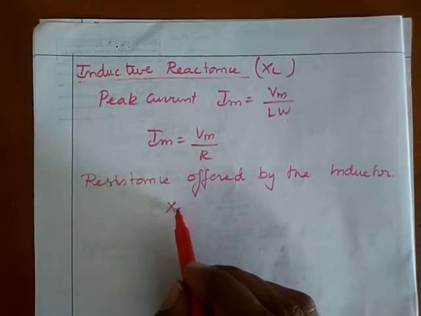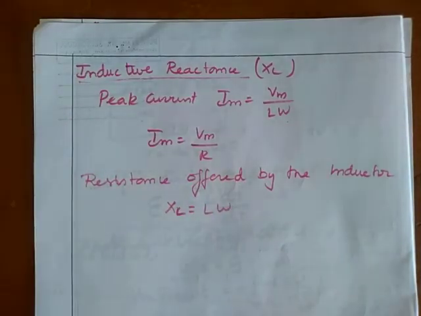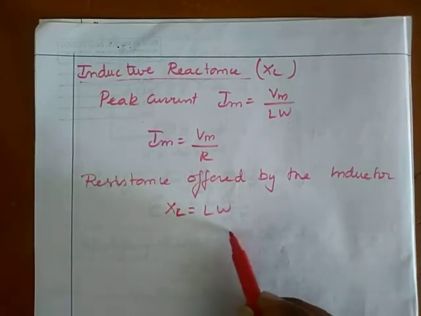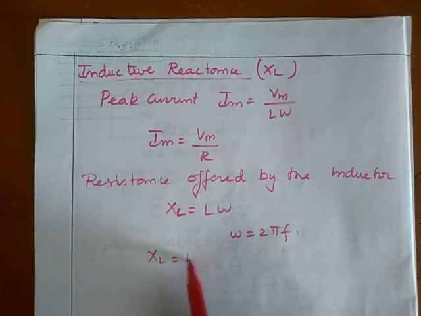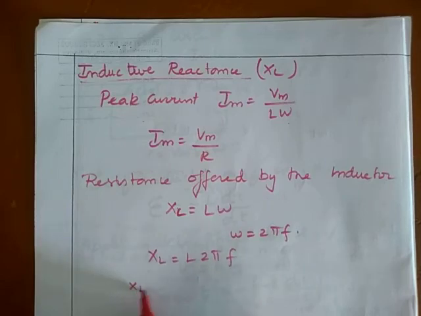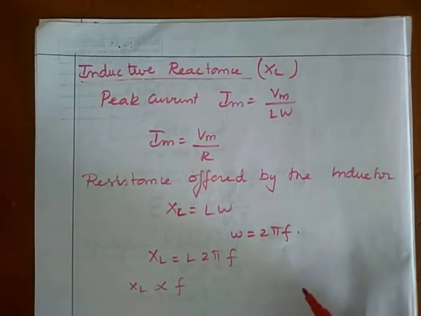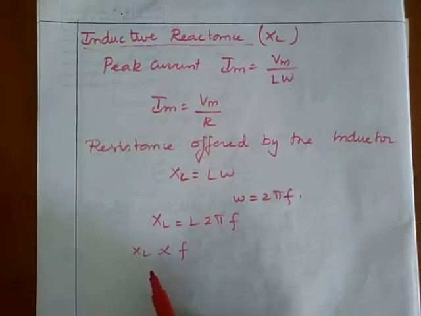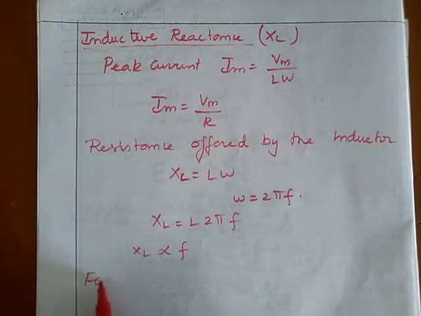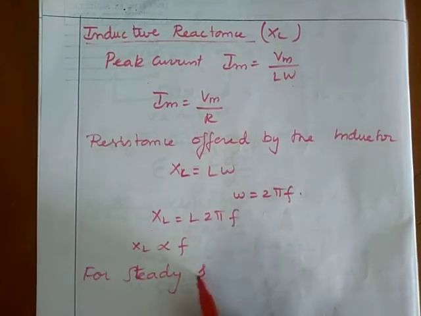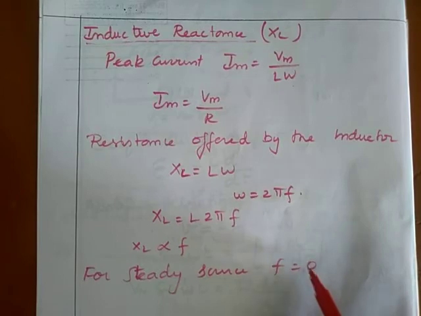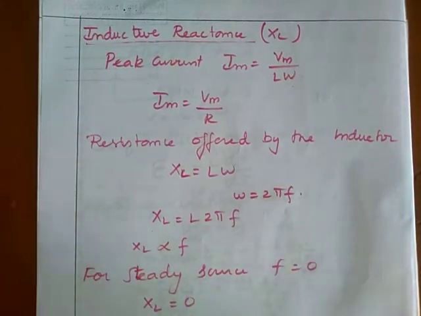So we can write XL is equal to L omega. Then we know omega is equal to 2 pi f. So XL is equal to L 2 pi f. For an AC circuit, XL is proportional to f. If frequency increases, then the inductive reactance, that means the resistance offered by the inductor, increases. For DC, for a steady source, that means DC current, the frequency of the DC is 0. For that it offers zero resistance.